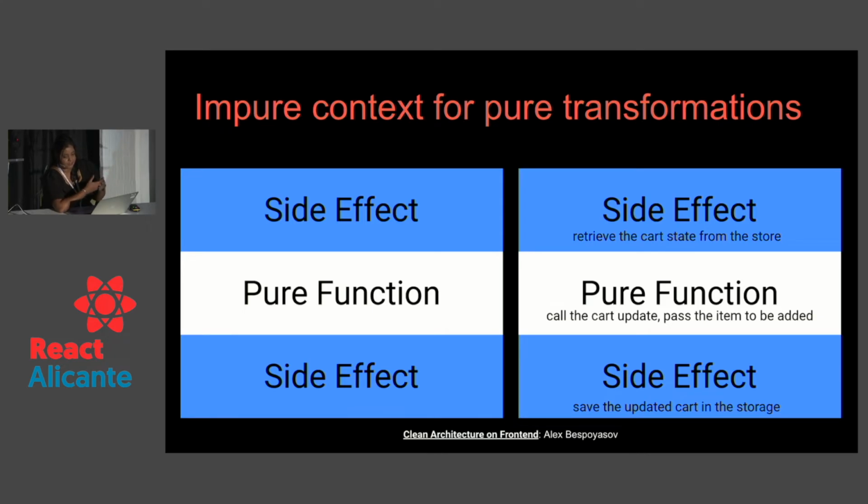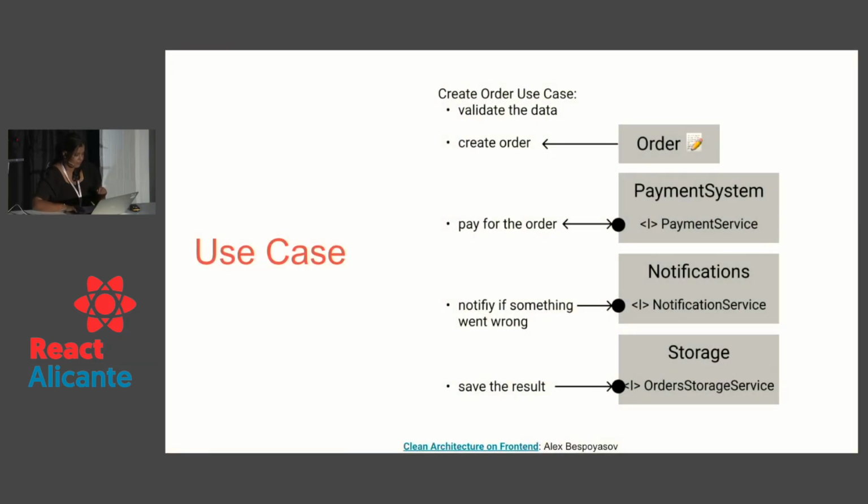We first perform a side effect to get some data, and then we do pure transformation on the data, and then we do side effects again to store whatever we changed. So this is what the use case will look like. We'll create an order, then we'll have a payment service, and a notification service to notify the user, and storage to save the data.